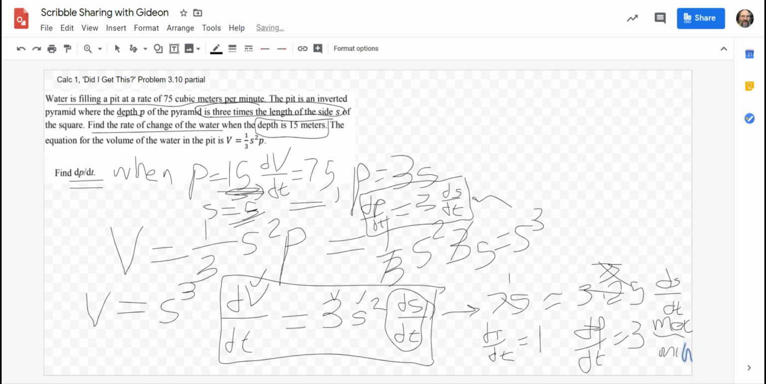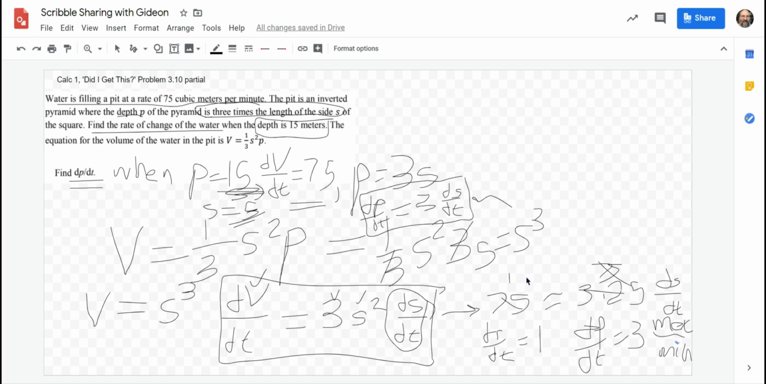And that makes sense, right? P is a linear length. So when the water is 15 meters deep and you're pouring it in at 75 cubic meters per minute, then it's going up at 3 meters per minute. At that moment, it's 15 meters deep. Different answers for different depths. Remember, I spoke of when it's shallower, it's narrower, so the velocity should be faster. It'd be interesting to see how that would come about with the algebra.